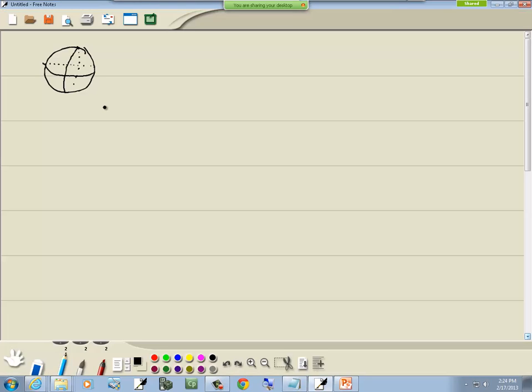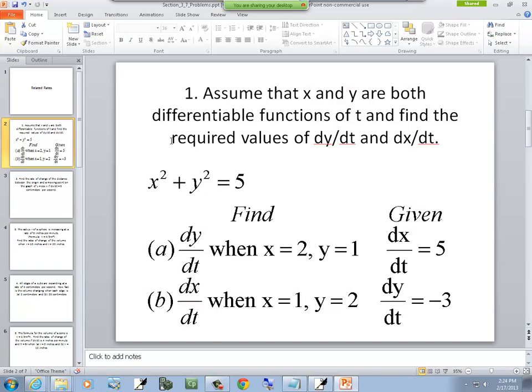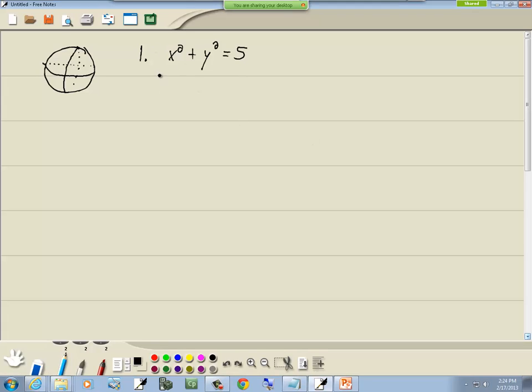Let's look at our first problem here. We've got x squared plus y squared is equal to 5. And in terms of this lesson, we're going to take the derivative of everything with respect to t, like time. It says assume that x and y are both differentiable functions of t and find the required values of dy/dt and dx/dt. Well, we're going to take the derivative of everything where it's sitting with respect to t.